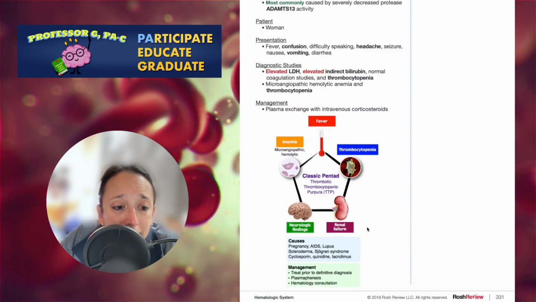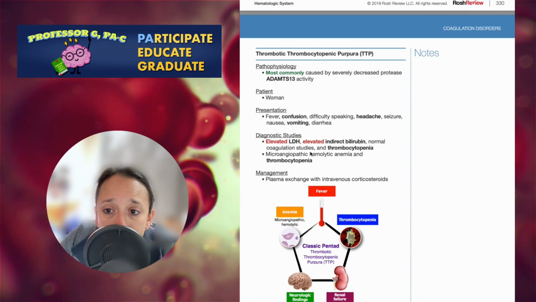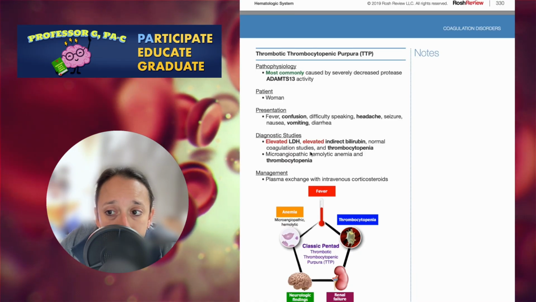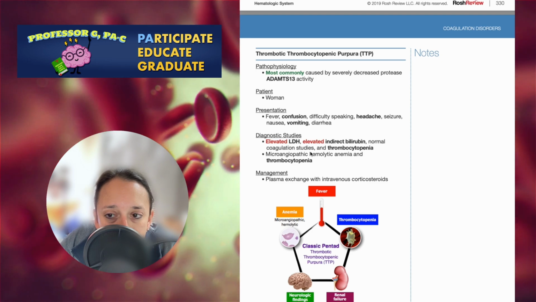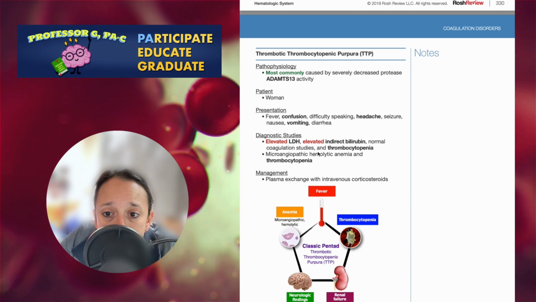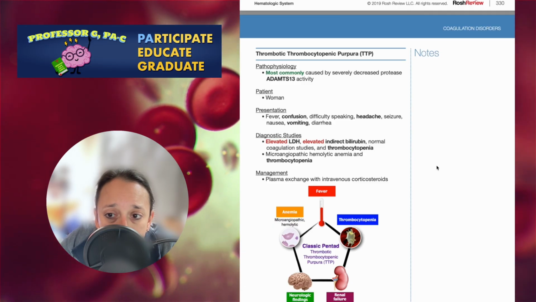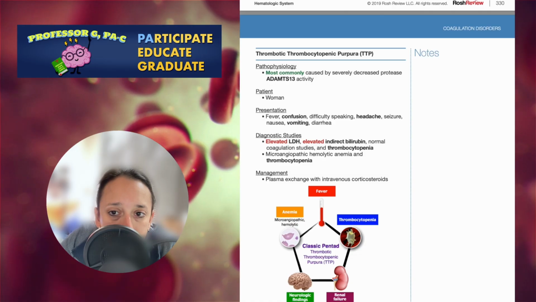So as far as lab work, we're going to see the low platelets and signs of hemolysis. We're also going to have an elevated LDH and indirect bilirubin, low haptoglobin, and schistocytes on the peripheral smear. And the PT and PTT are usually normal, which helps us distinguish it from things like DIC.